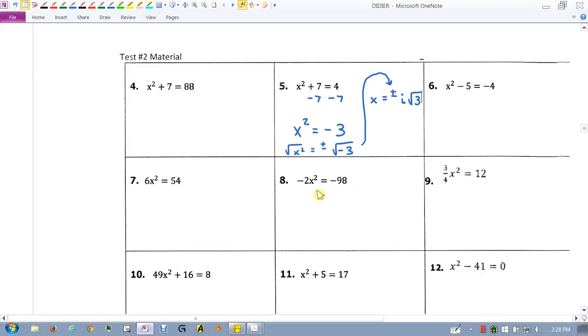How about number 8? Is that a quadratic equation? Yes. Is it missing the x term? Yes. So the idea is to isolate x squared. This time we want to divide both sides because that's multiplication. The negative 2 is being attached to that x squared as multiplication. So I'll divide both sides by negative 2. On the left side, I have x squared. On the right side, what? 49. Is it positive or negative? Positive 49, because a negative divided by a negative is positive.